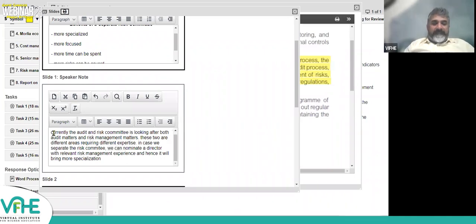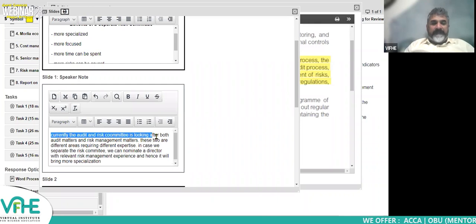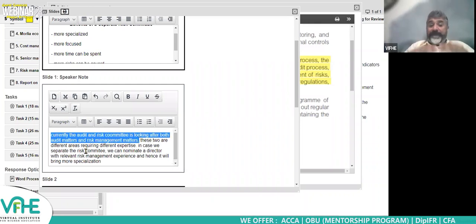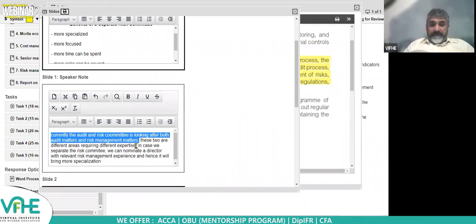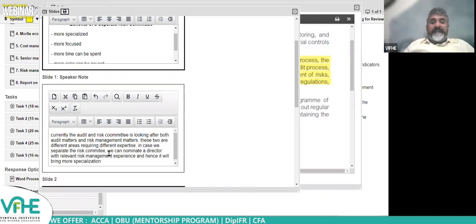Is this clear? I started with the statement of fact that currently the audit risk committee is looking after both. Then I said that these two are different functions requiring different expertise. And then I said that in case we separate, we can nominate a director with relevant experience, and that will bring specialization. Okay, step by step. Okay, what's the second advantage? More focused.